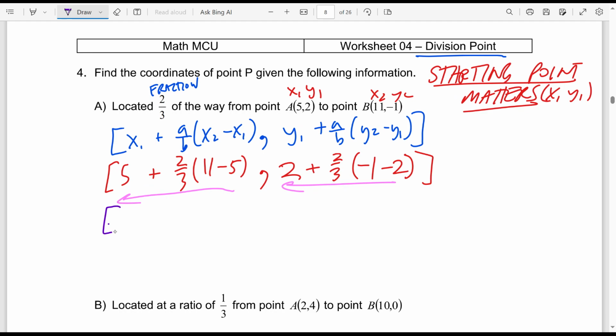So I'm going to do inside the brackets first. The 5 doesn't change. The 2/3 doesn't change. Inside here, I'm going to have 6. 2 doesn't change. 2/3 doesn't change. But inside here, I'm going to have -3. Now I can do my multiplication.